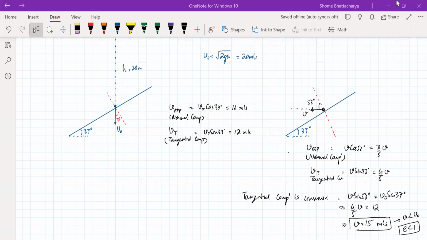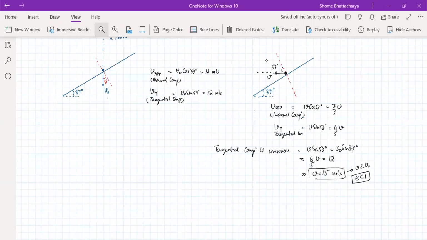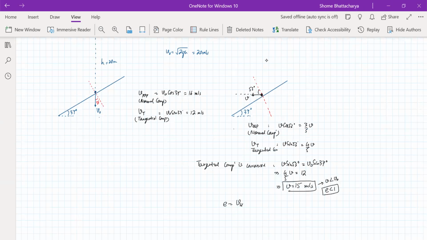Yes, very good. So, Akshat, your answer is also correct. So, for coefficient of restitution, we can just see this ratio. The separation velocity, as you can see above, is 3 by 5 V, and the approach velocity was 4 by 5 V naught. So 3 by 5 into 15 divided by 4 by 5 into 20. That is 9 by 16. So that is the coefficient of restitution.